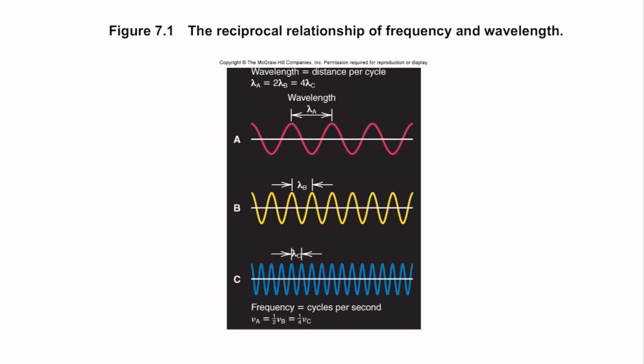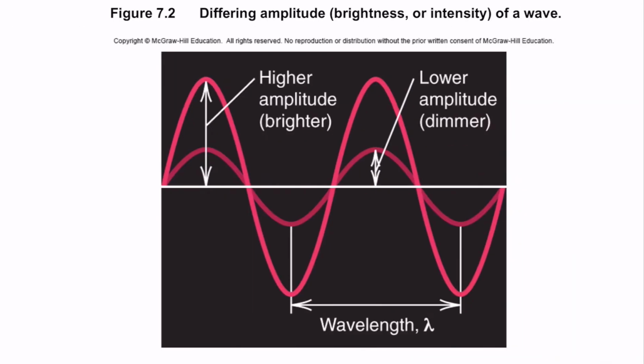So what is the relationship between frequency and wavelength? Frequency is inversely proportional to wavelength. When the wavelength is large, the frequency is small. When the wavelength is moderate, the frequency is a little higher, and the shorter the wavelength, the higher the frequency. So frequency and wavelength have a reciprocal relationship.